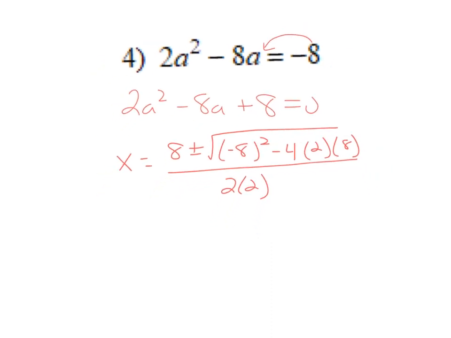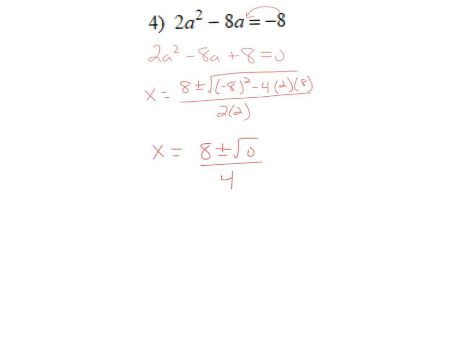Okay, so let's go ahead and work the inside there. So we've got negative 8 squared minus 4 times 2 times 8. So I actually end up with a 0. So I've got 8 plus or minus the square root of 0 divided by 4. So now we know 0 is not going to really go anywhere here. So I am looking at what is 8 divided by 4. So x will just equal 2 in this case. And that will be your only answer for this one.